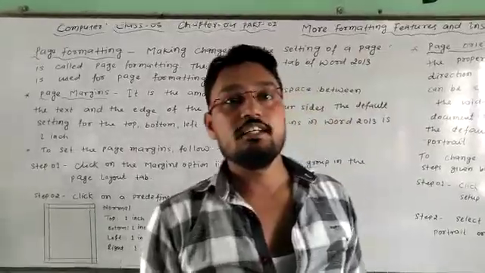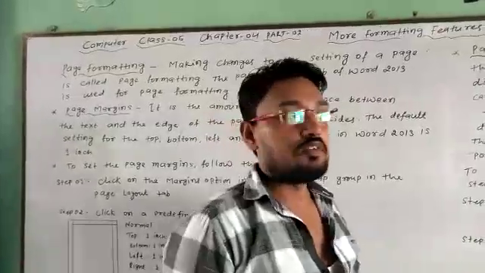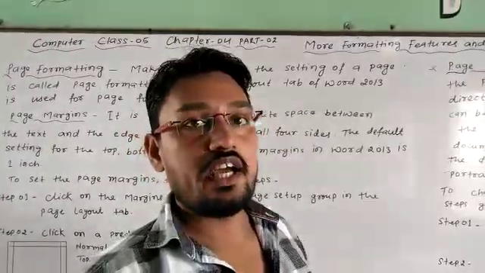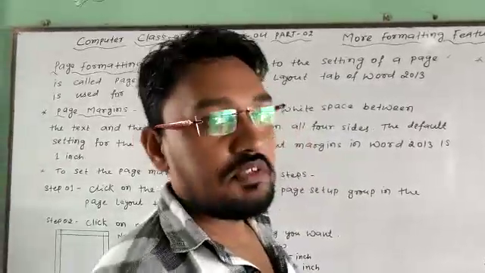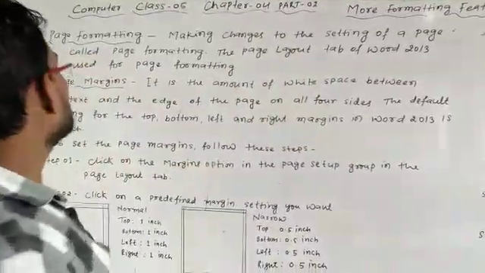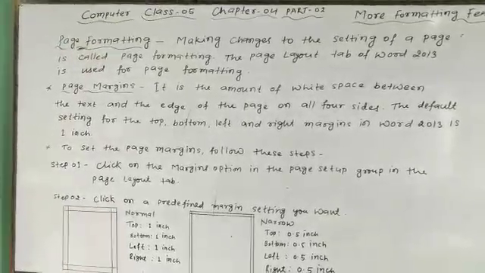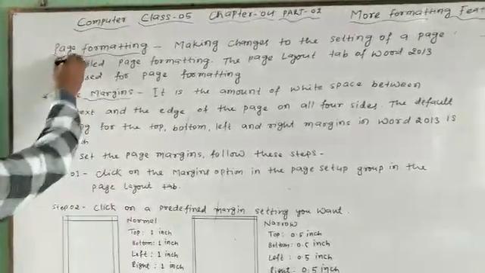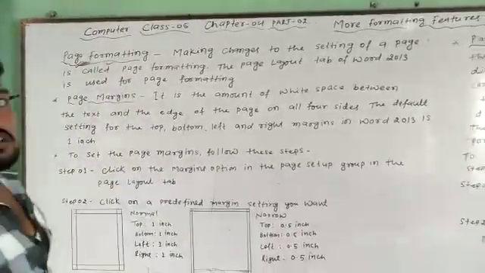Today I am going to start the second part of chapter number 4 of computer. Our chapter heading is more formatting features and inserting objects in MS Word 2013. In previous classes we discussed columns and set of columns, and now in this video we discuss our next topic in this chapter. Our next topic is page formatting.